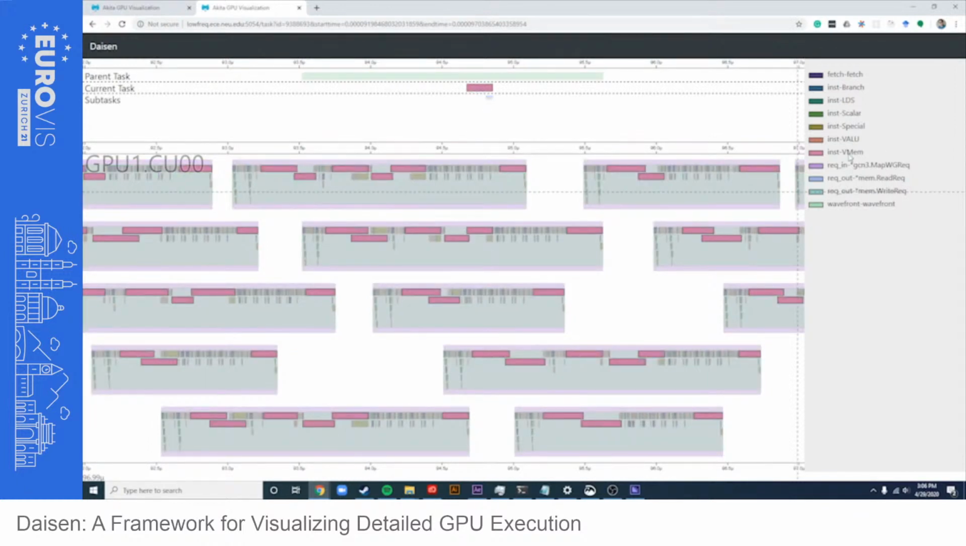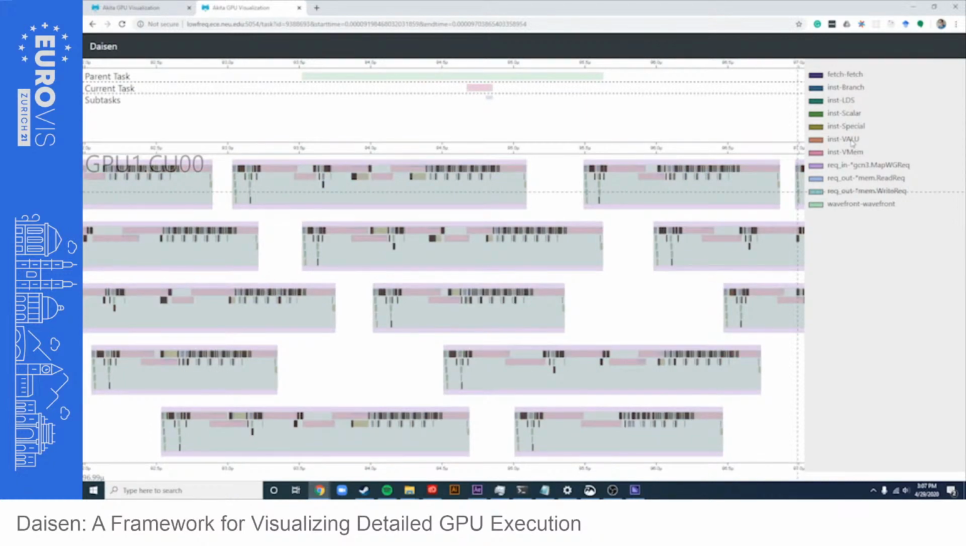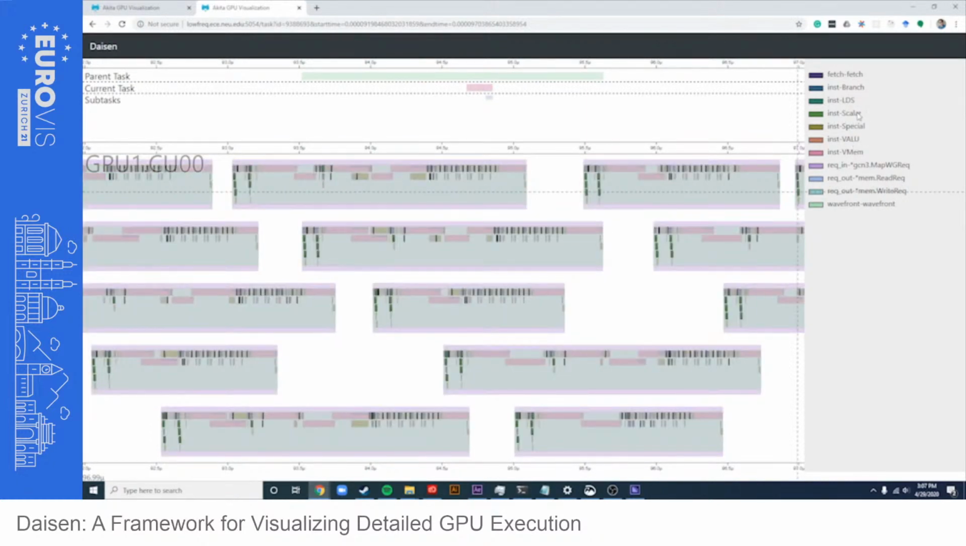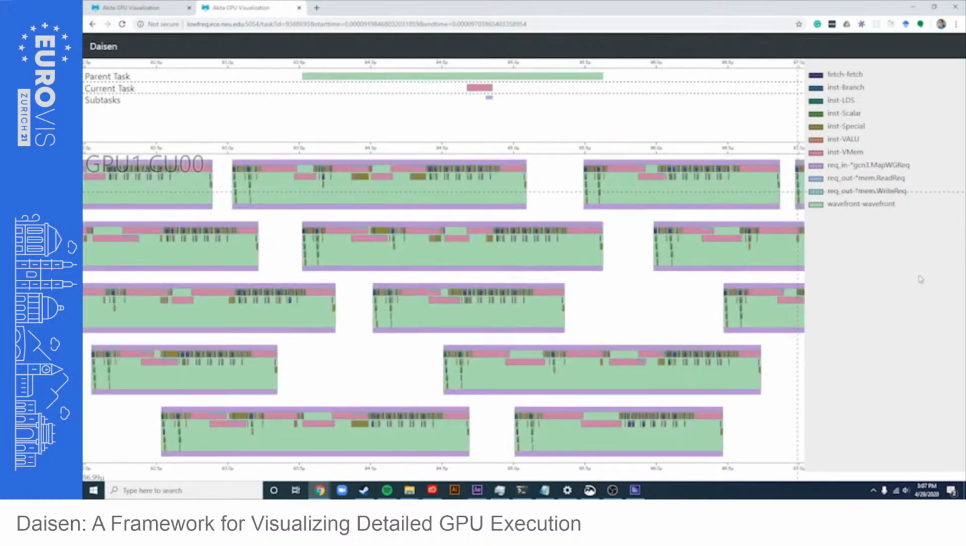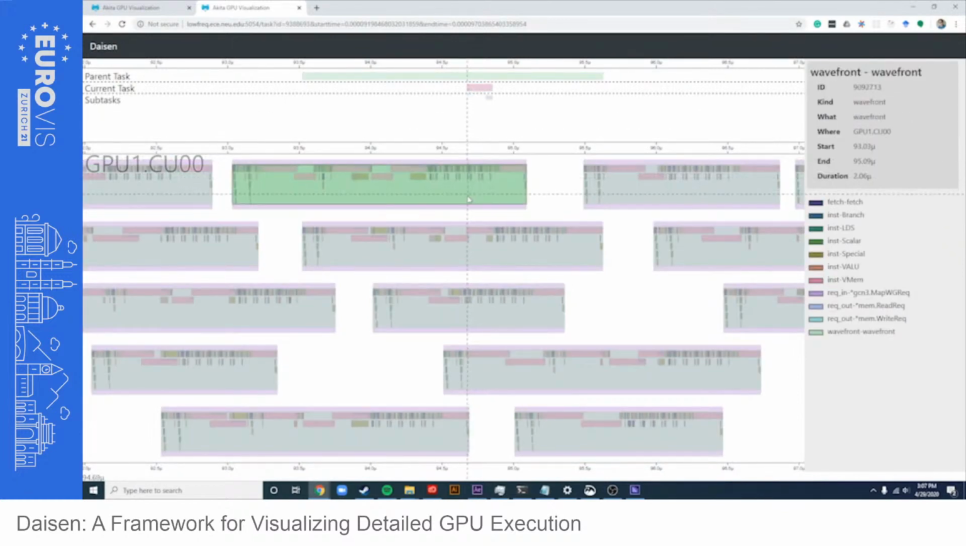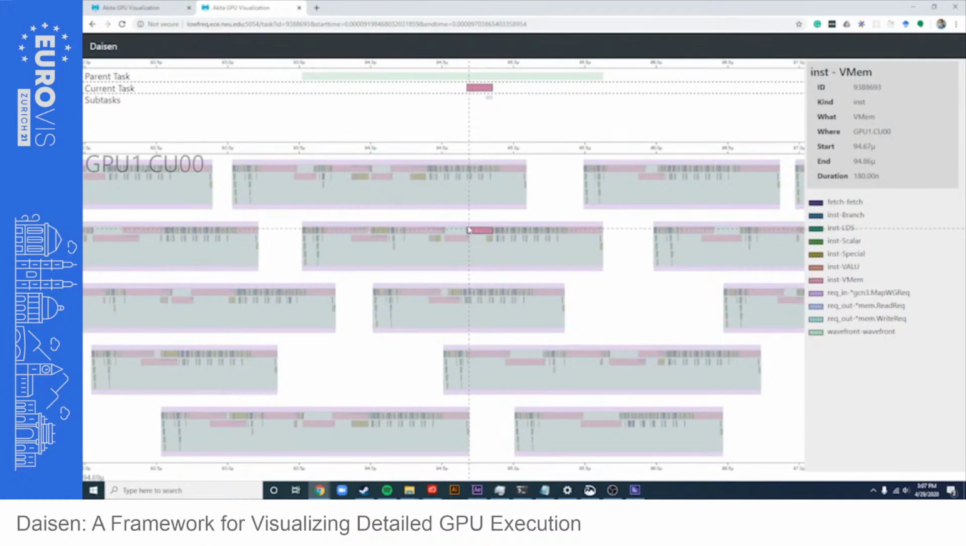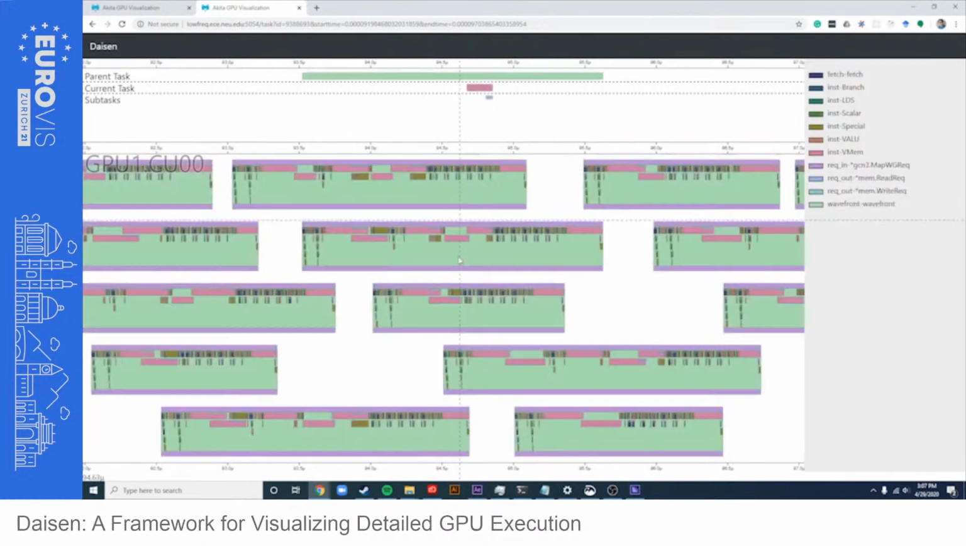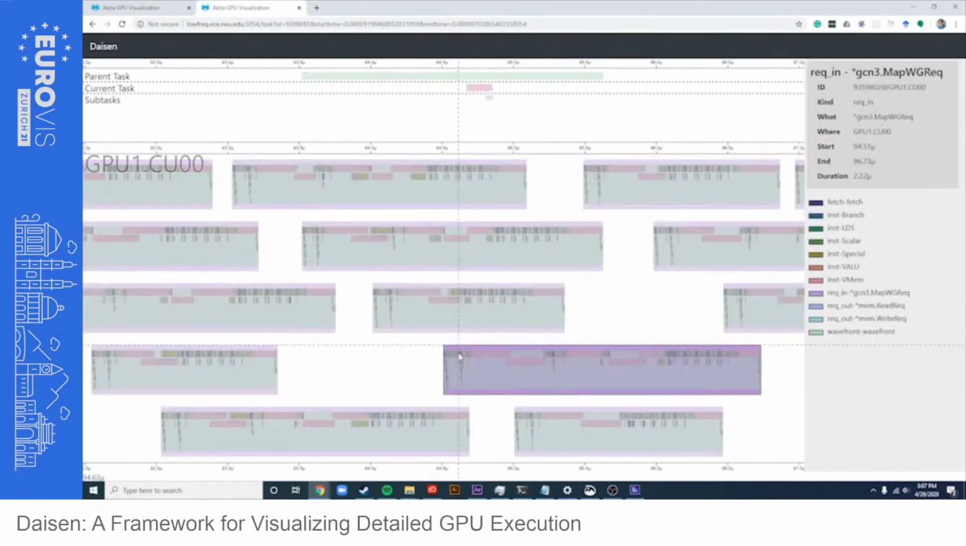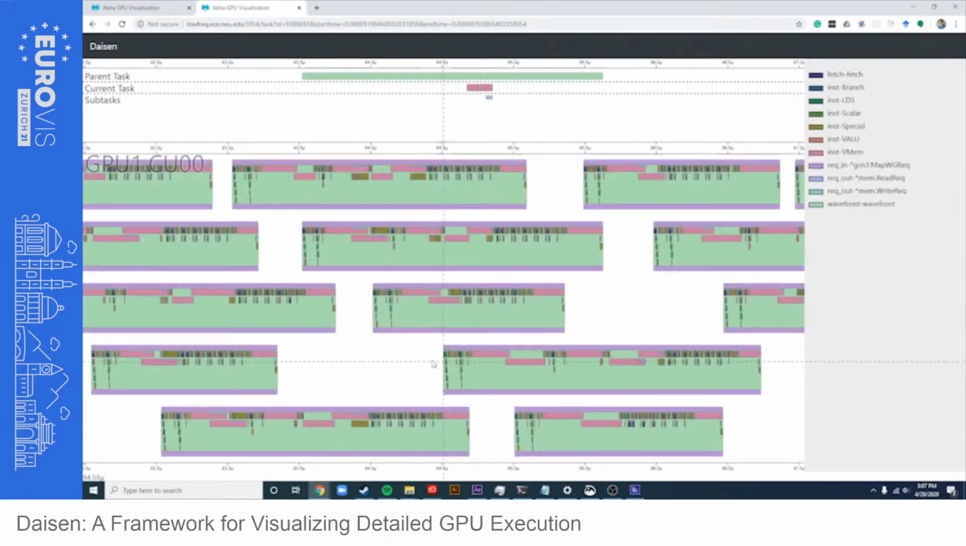The instructions that take the longest time are the vector memory instructions. Some other instructions take shorter times, including VALU instructions and scalar instructions. Right before that instruction, we see that only a few wavefronts are executing. When we start the instruction, all other wavefronts are working on VALU or scalar instructions and do not have memory requests to the memory system.